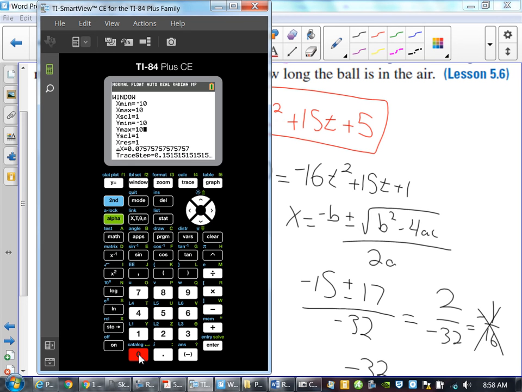Mine's already at that. Oh, that's fine. Mine was changed from earlier from a different problem. You go back and forth on it. So looking at that, yes ma'am? I typed in the negative 16x squared plus 15x plus 1. It was equal to 4. We moved that 4 over to set it equal to 0. So anytime we're going to use our calculator to find zeros, we're going to make sure that it equals 0 on the other side.